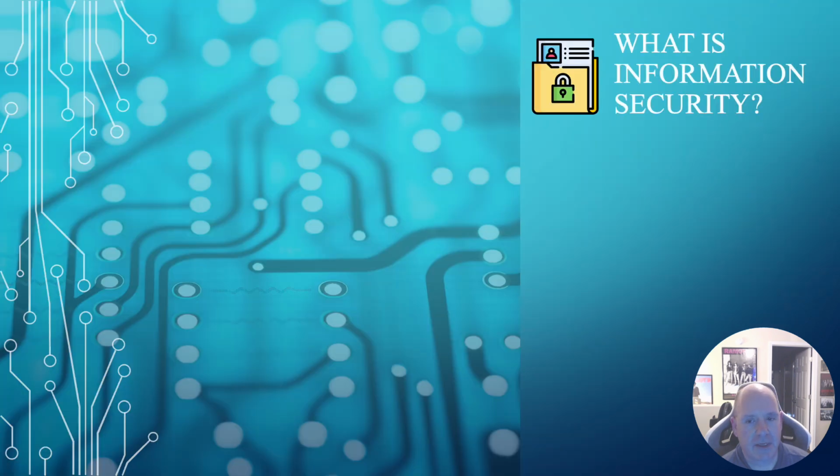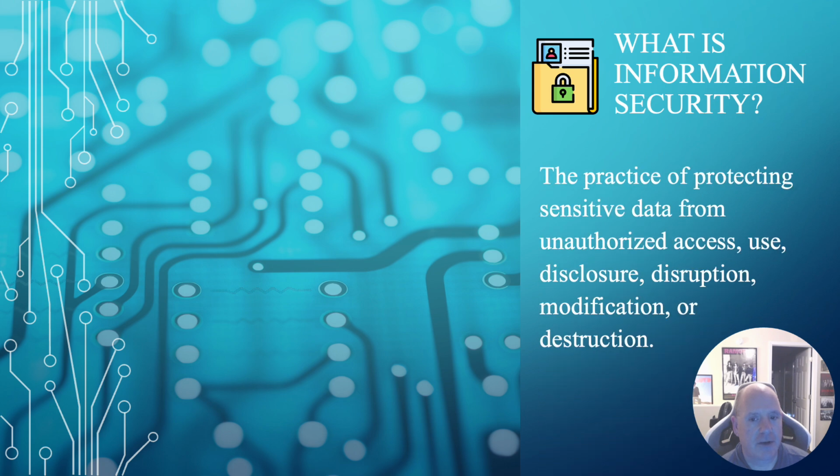So what is information security? Information security is a practice of protecting sensitive data from unauthorized access, use, disclosure, disruption, modification, or destruction. Essentially, it's what protects the data from being modified, destroyed, or tampered with in some way.